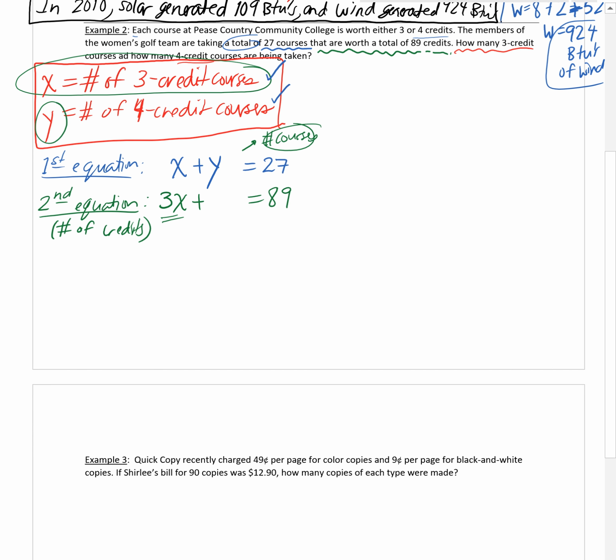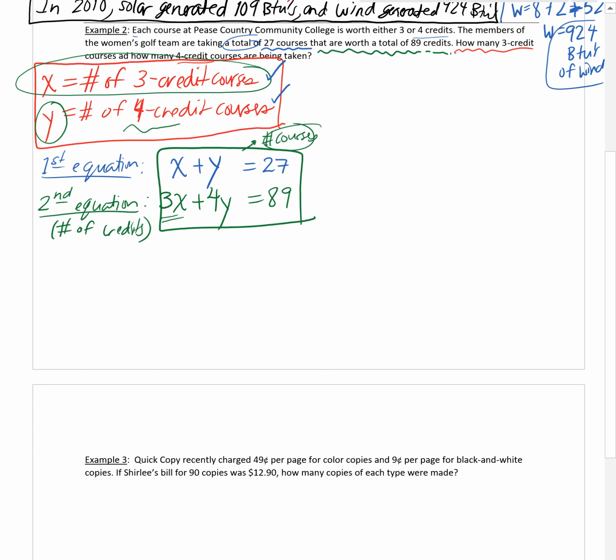If you're taking Y, that's the number of 4 credit courses, and you want to know how many credits that is worth. Well, each of them is worth 4 credits times however many classes you're taking, Y. There's our system. X plus Y equals 27. 3x plus 4y is 89.